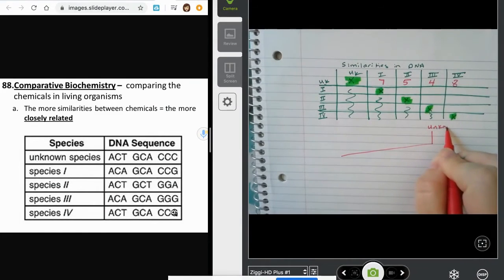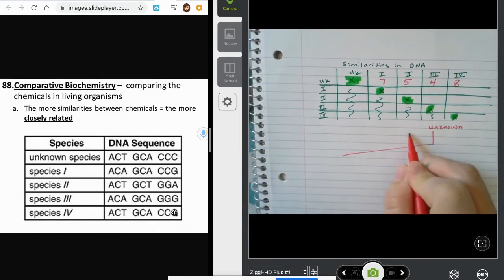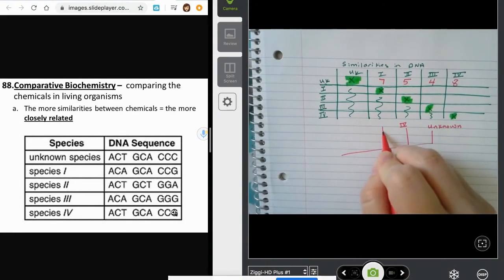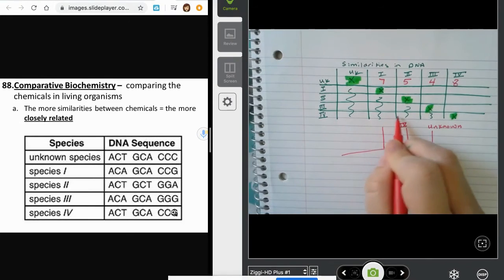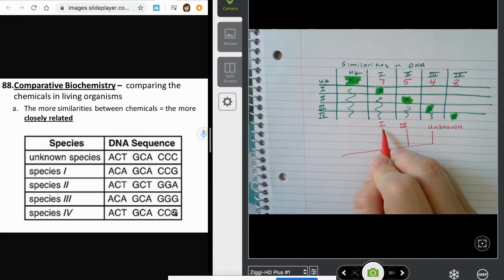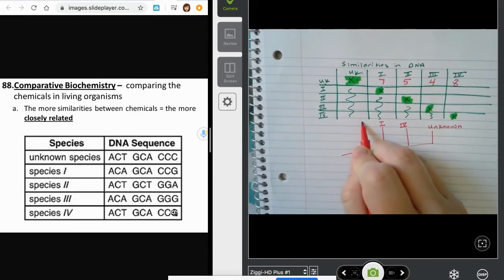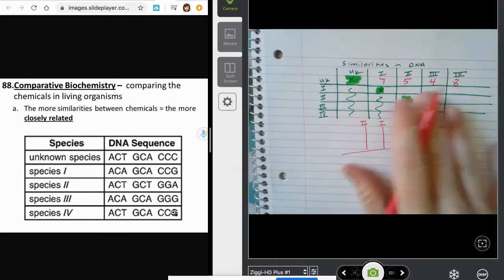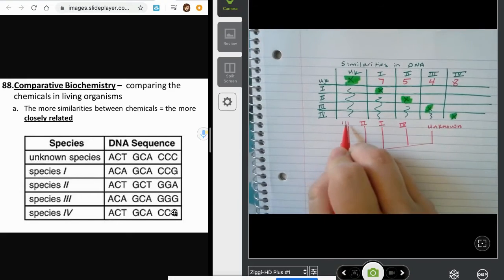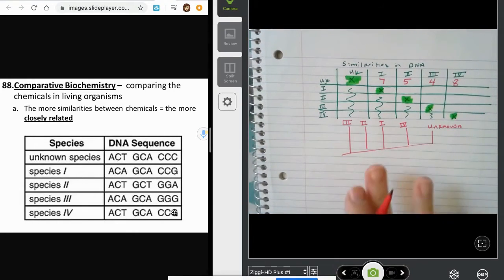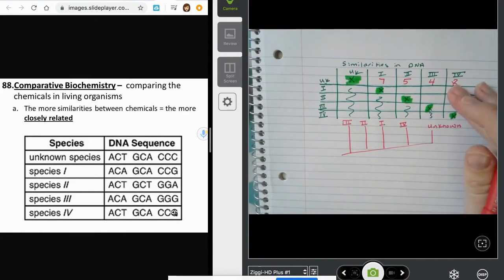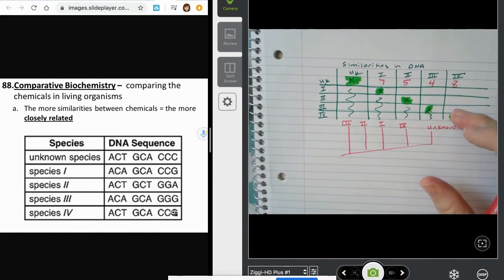This is who I'm comparing it to. It has the most similarities with species 4, the second most with species 1, the third most with species 2, and based off of their DNA, it is the least related to species 3. So you use the DNA evidence to create a cladogram. Sometimes you can make one just with the top row, fine. Sometimes you'll have to fill out the additional rows down here.